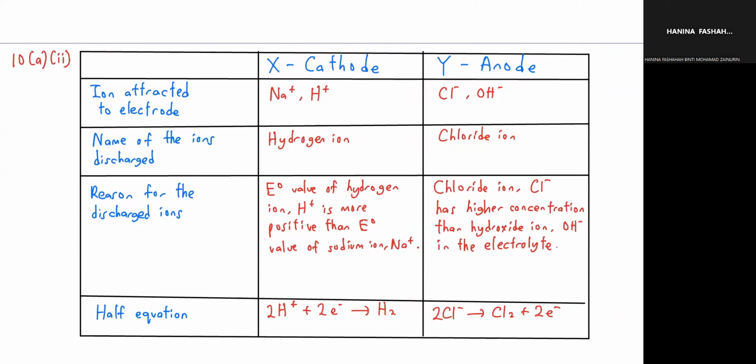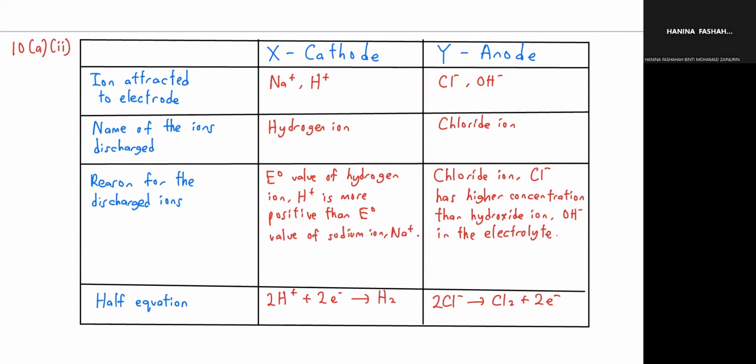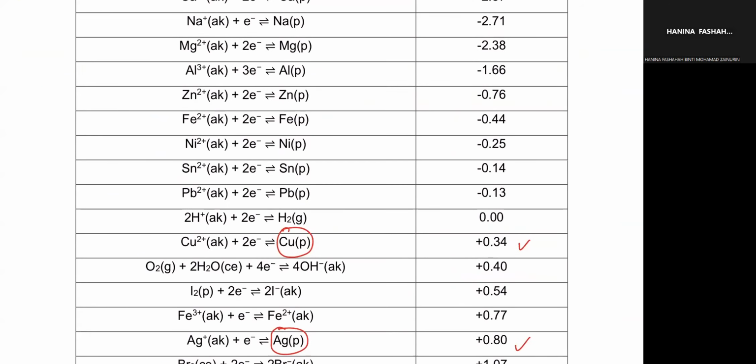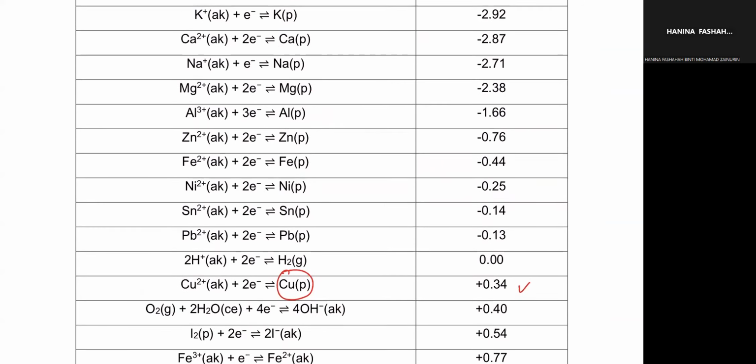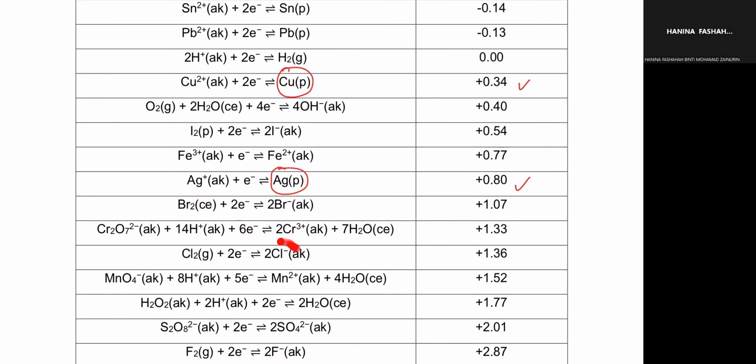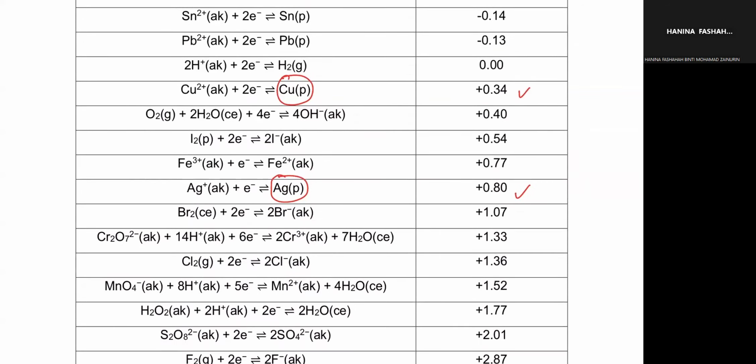but if you notice, at the anode we do choose by E naught value, more negative. That's why if you notice, Cl minus is actually more positive compared to OH minus here. So the anode wants to choose more negative, meaning less positive. But since this one is different, wait, I go back on top.